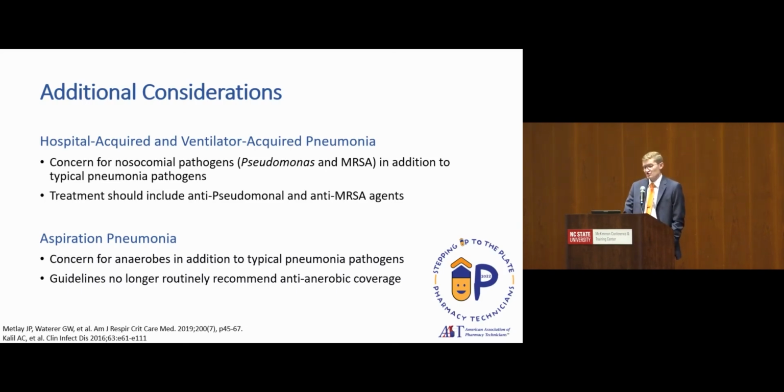And then aspiration pneumonia, previously guidelines recommended covering anaerobes, which are bacteria that don't need oxygen to grow and develop, but current guidelines no longer routinely recommend using anaerobic coverage unless there's specific circumstances.